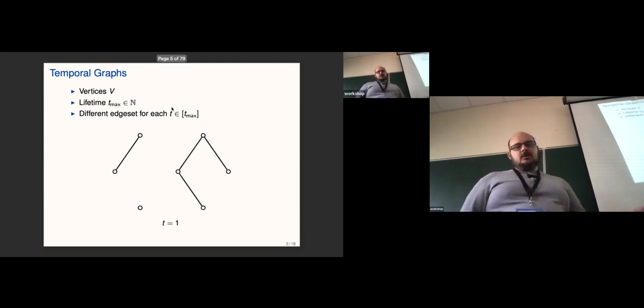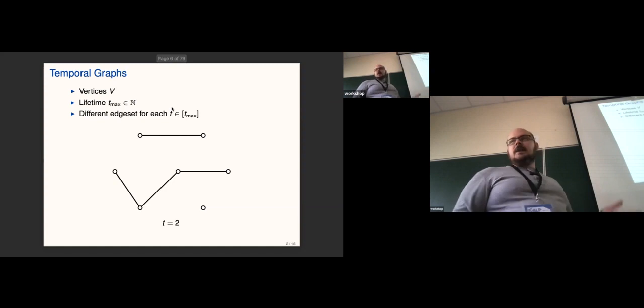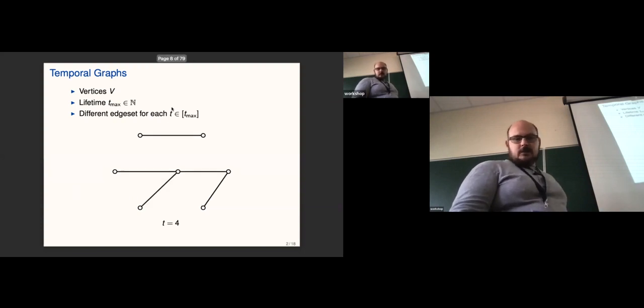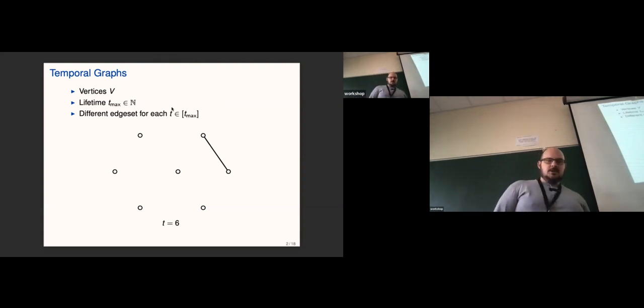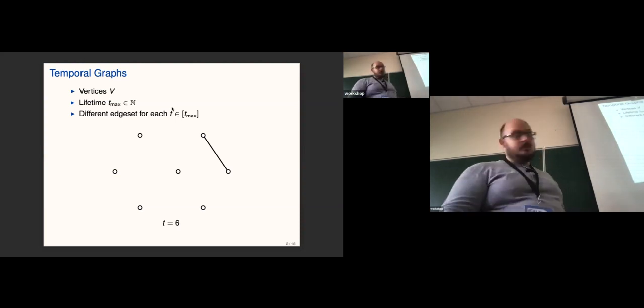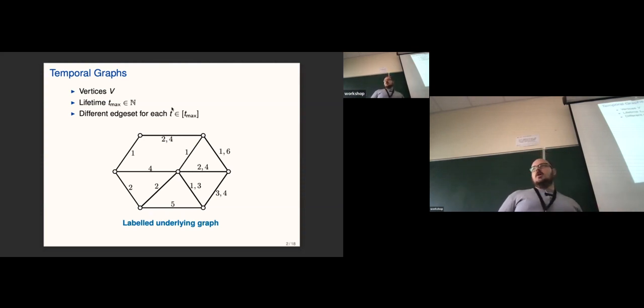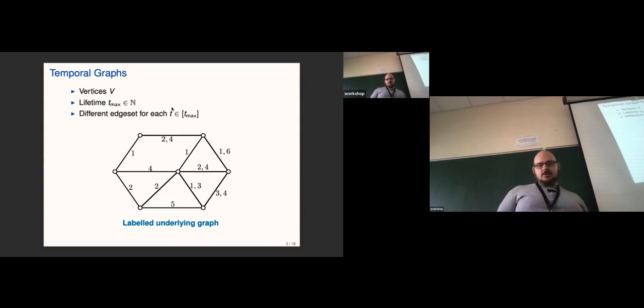So for example, one setting could be that in the first time step we have edges like this. Then in the second step, the connection changes completely to something like this, and so on, and maybe we have six different time steps. Especially for the slides, and also for thinking about these problems, at least for me, it's easier to have all this information in one static graph, and we'll see this representation of the temporal graph later on my slides, where we have one static underlying graph, the union of all the edge sets.